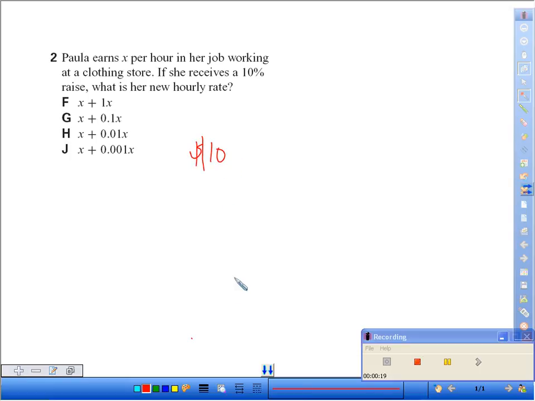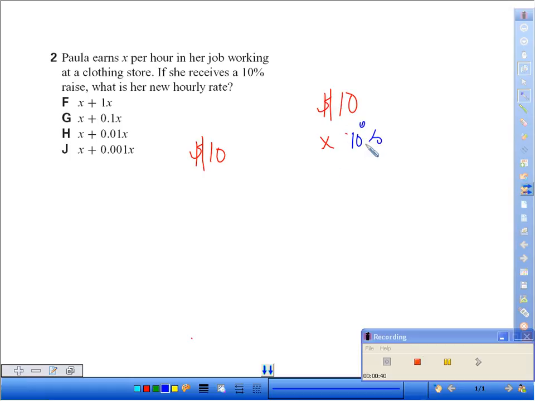And then our boss comes to us and says, hey, guess what, Paula? You're getting a 10% raise. That means it's a 10% raise on top of what I'm already making. So the way you would calculate that is you take your $10 and multiply it by 10%. The problem is we've never learned how to multiply things by a percent.